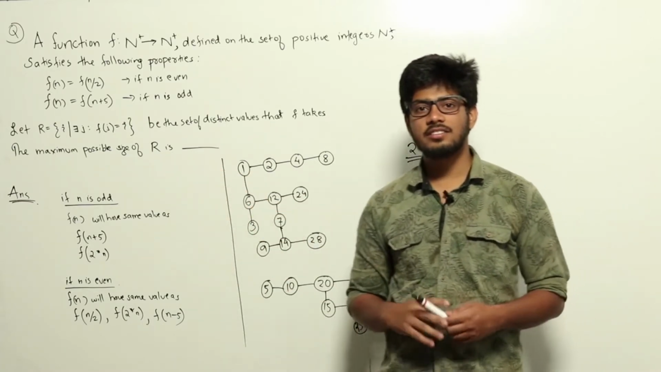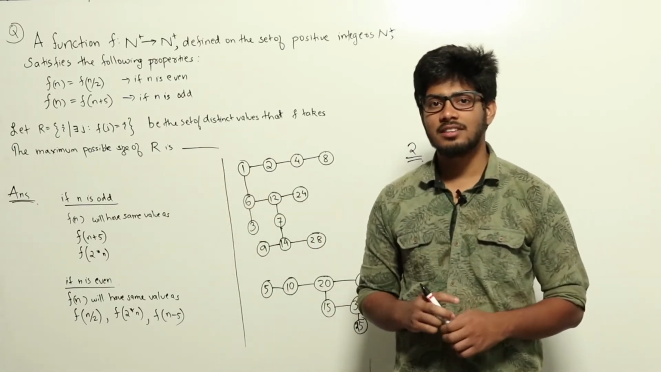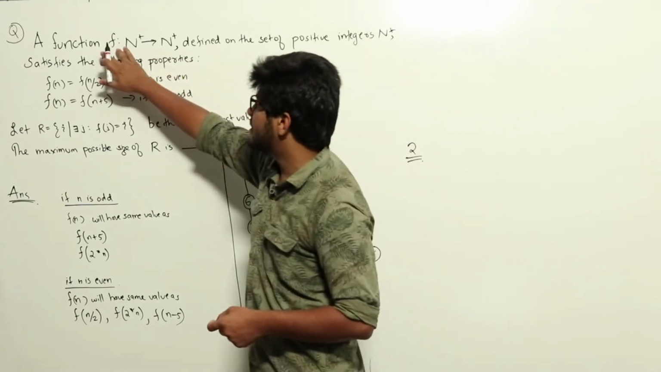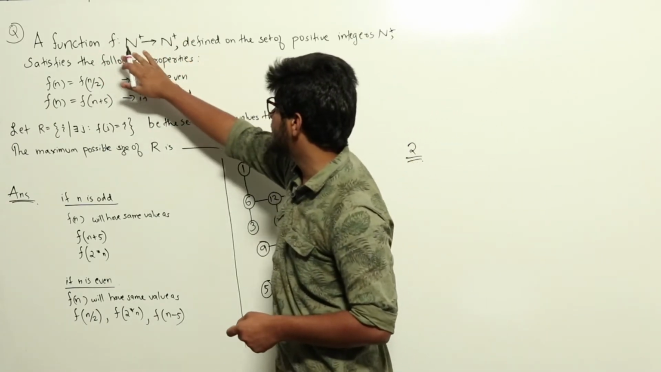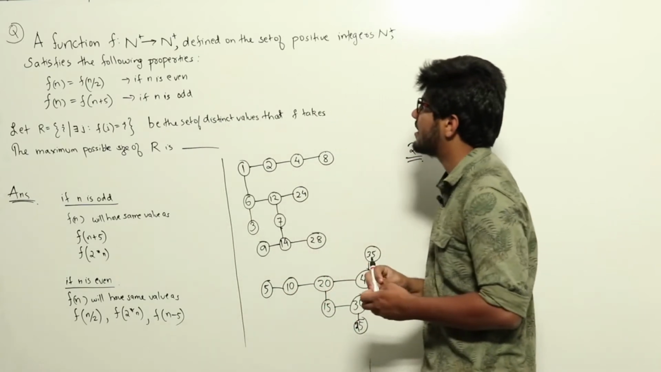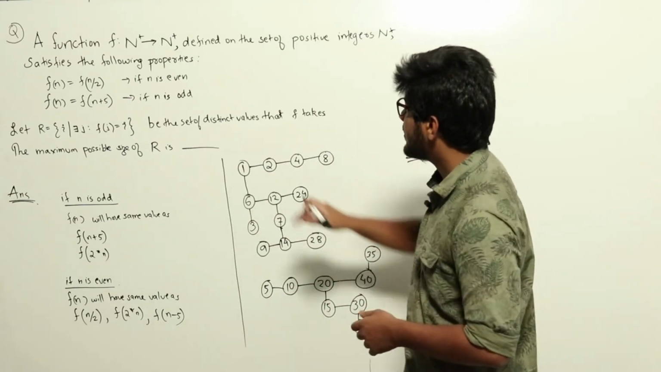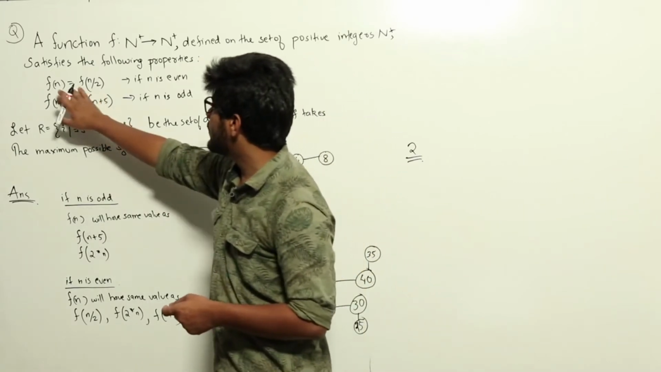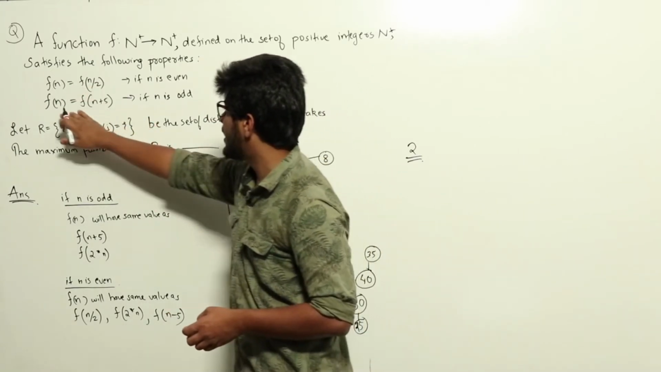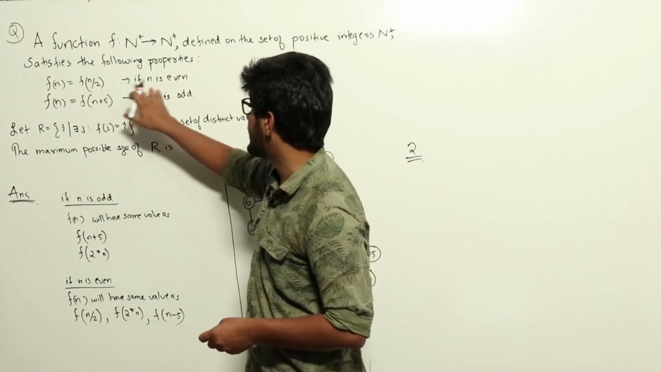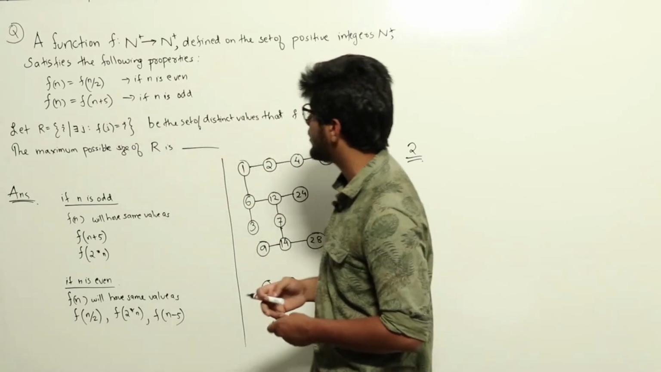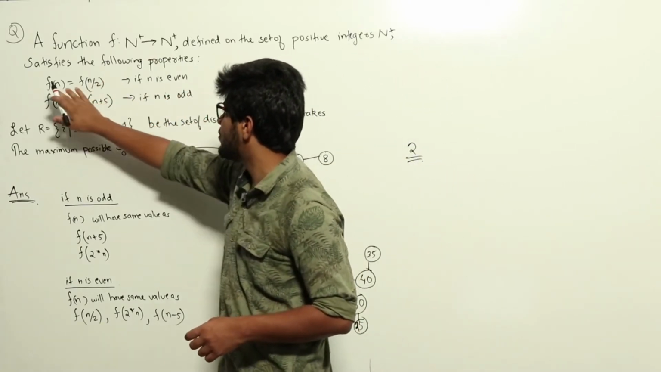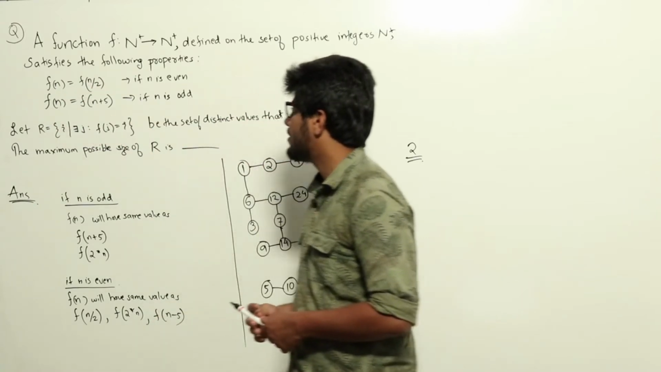So this is an interesting question coming from engineering mathematics in set theory. They have given us a function f that is defined from the set of positive integers to the set of positive integers, so domain and range are both the same here, and this function satisfies these following properties. f(n) equals f(n/2) if n is even, and f(n) equals f(n+5) if n is odd. Please note that they are not saying f(n) equals n/2, they are saying f(n) equals f(n/2).